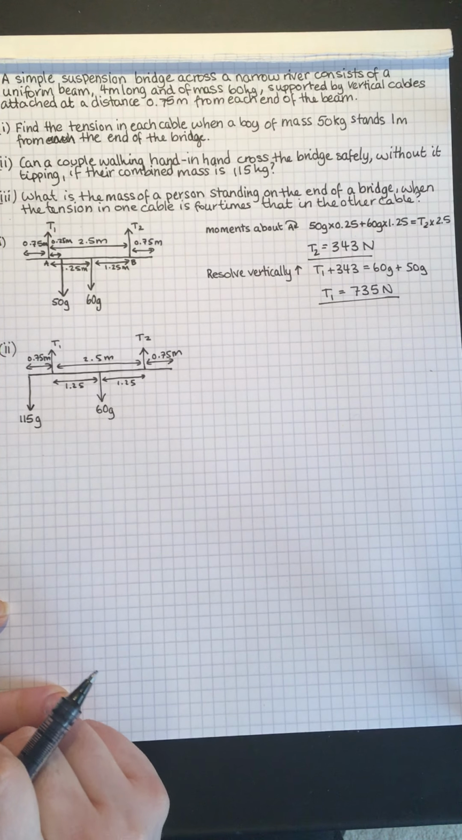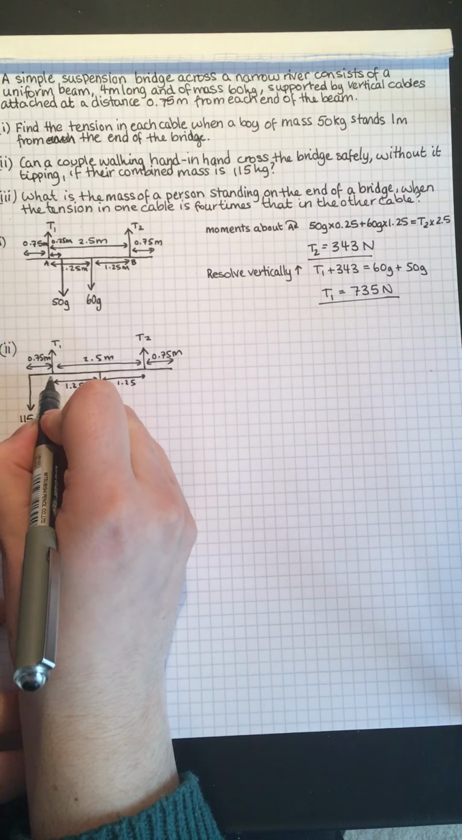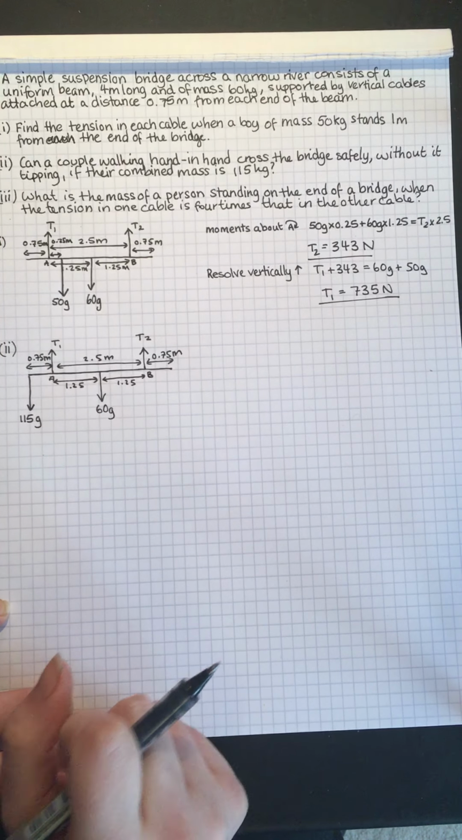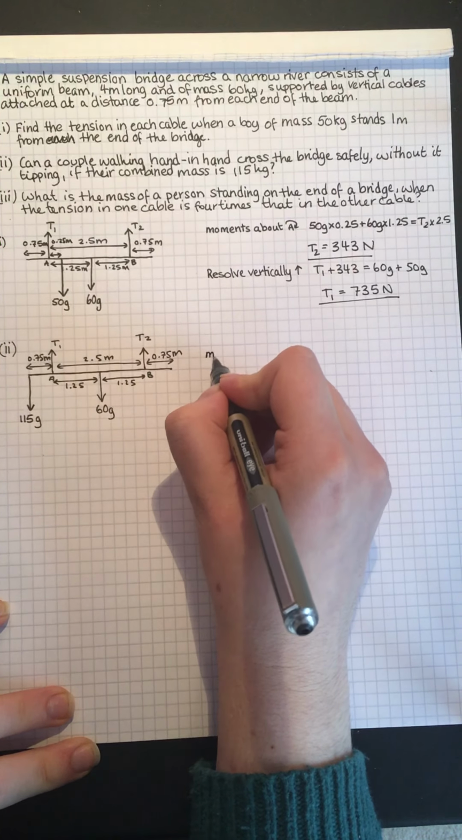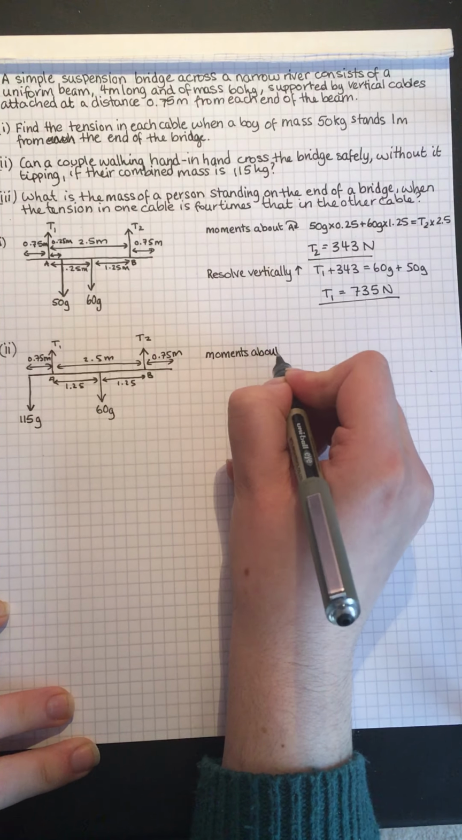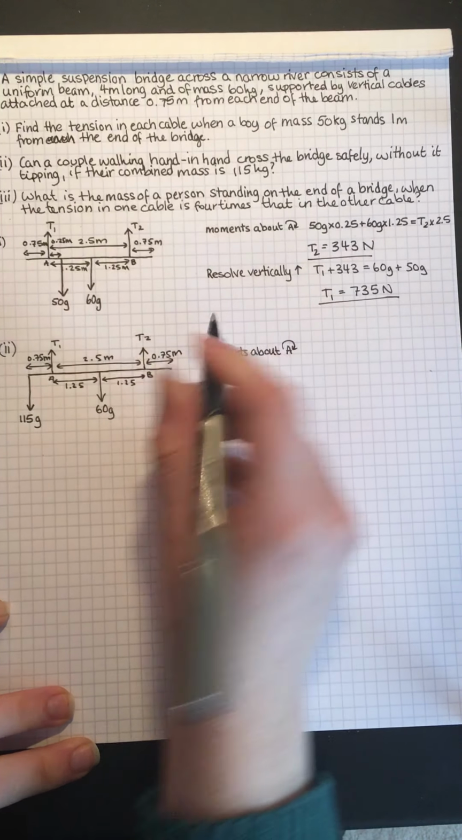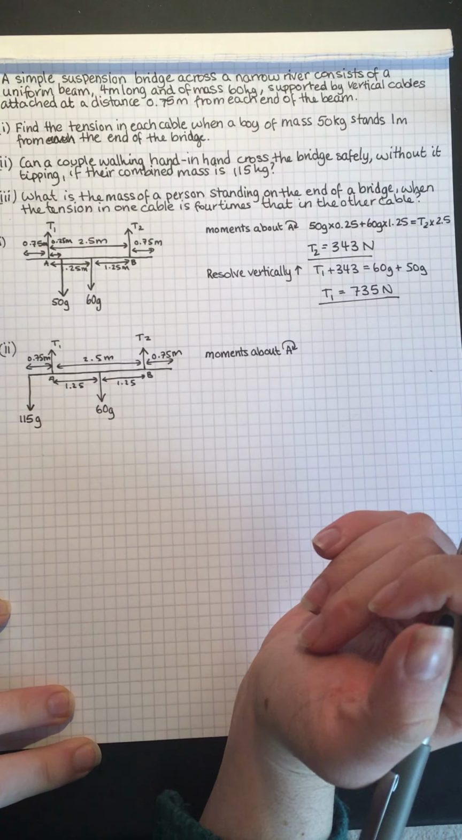If this is remaining in equilibrium, we're going to imagine that it is remaining in equilibrium and see if anything happens that doesn't seem to make sense. Now, let's take moments about A again, because if them standing there is going to cause a tip, it's most likely to be about A.